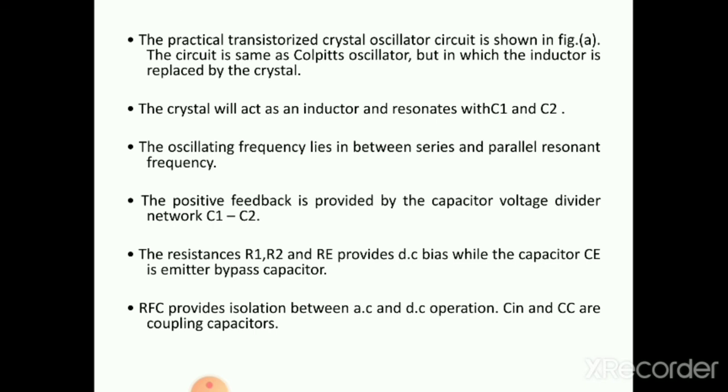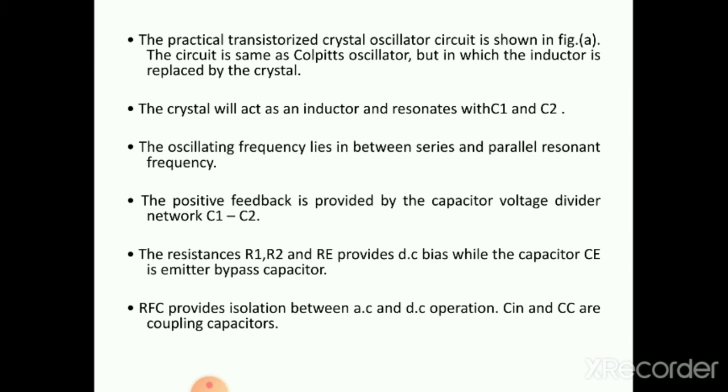Oscillating frequency lies in between series and parallel resonant frequency, because we have here C1 and C2, which is connected in parallel with an inductor like crystal, so that will produce a parallel resonance, and the equivalent crystal circuit is an RLC series circuit, which has a series resonance. But the final oscillating frequency lies in between these two values, series and parallel resonant frequency.